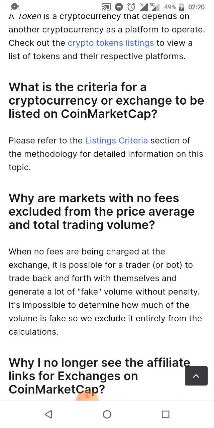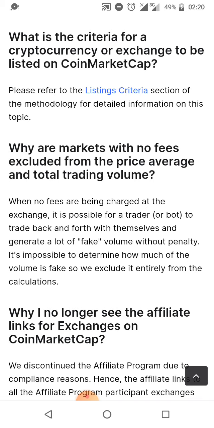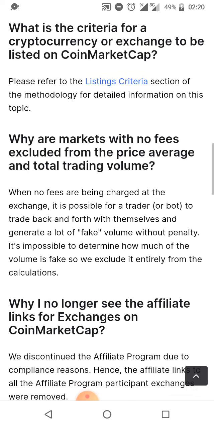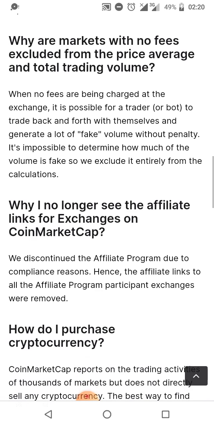Okay, there's a listing criteria here which you can check out. Then, why are markets with no fees excluded from price average and total trading volume? So when no fees are being charged at the exchange, it is possible for a trader or bots to trade back and forth with themselves and generate a lot of fake volume without penalty. It's impossible to determine how much of the volume is fake, so we exclude it entirely from our calculations.